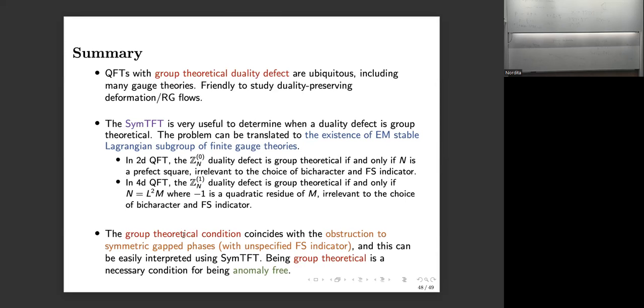When you say anomaly free, you say that there is a fiber functor. That's the definition. Yes. Because it's not clear to me, what is the definition of anomaly free? Yes, this is the definition. Okay.